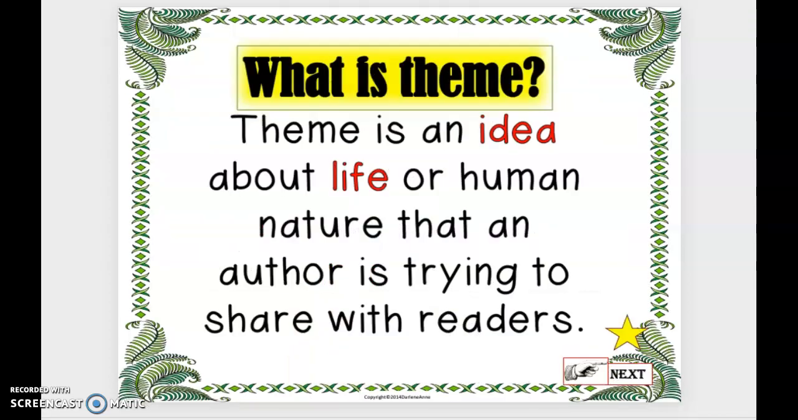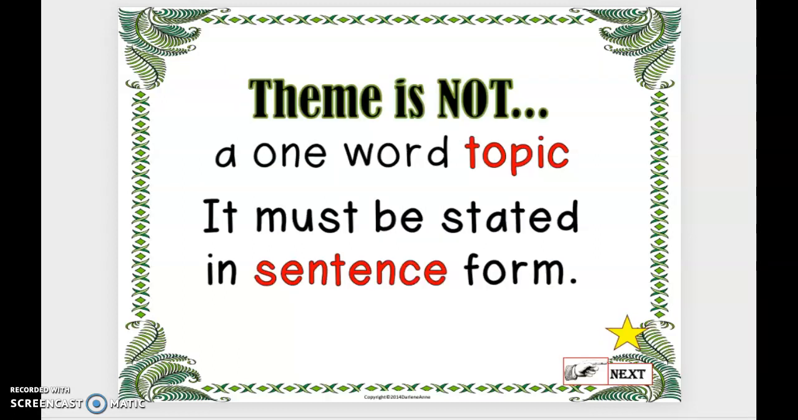Let's get started. The big question is, what is theme? Well, theme is an idea about life or human nature that an author is trying to share with readers. Sometimes if we don't understand what theme is, we look at what it is not to help us have a better understanding. Theme is not just a one-word topic. It must be stated in sentence form.